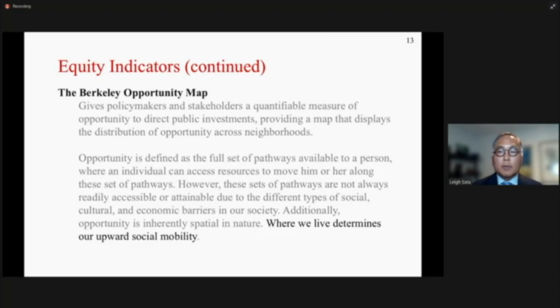The thing that's kind of important about this, and the takeaway that we'd like you to remember, is the final sentence there: where we live determines our upward social mobility. These maps actually were developed by a group in Berkeley that are associated with the university, and it's research-based. Next slide, please.